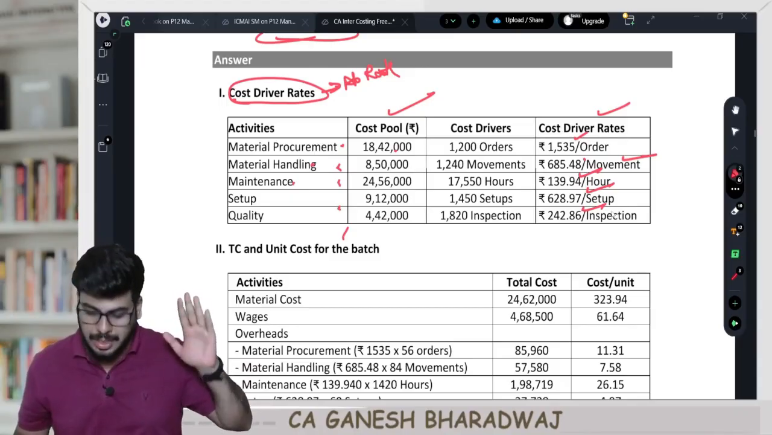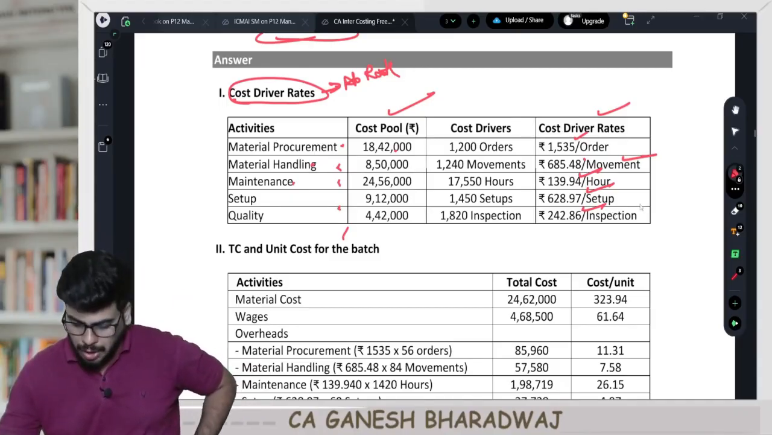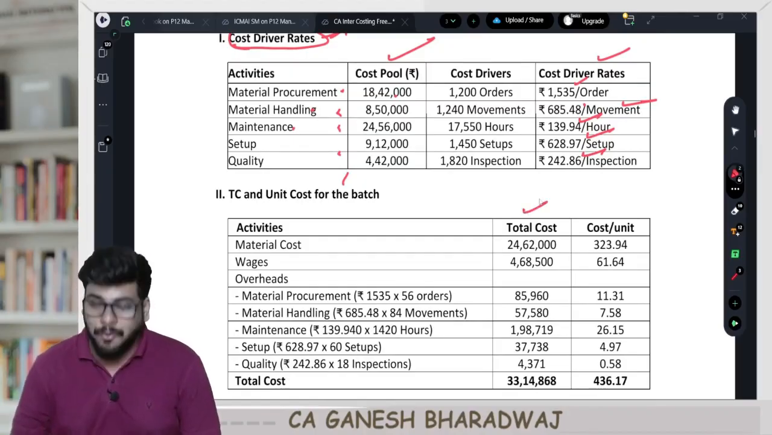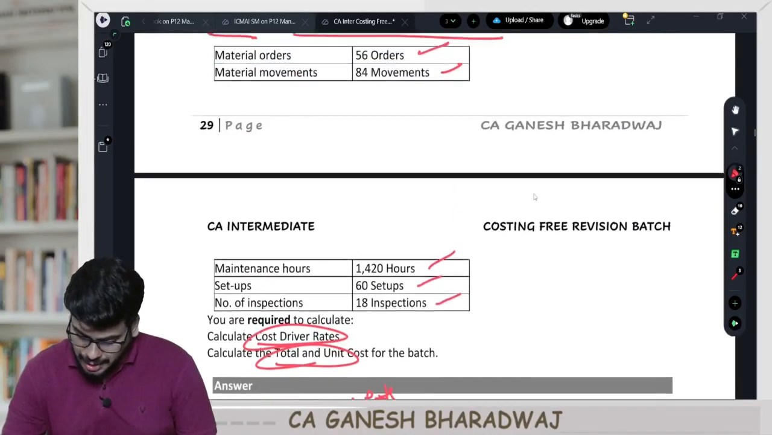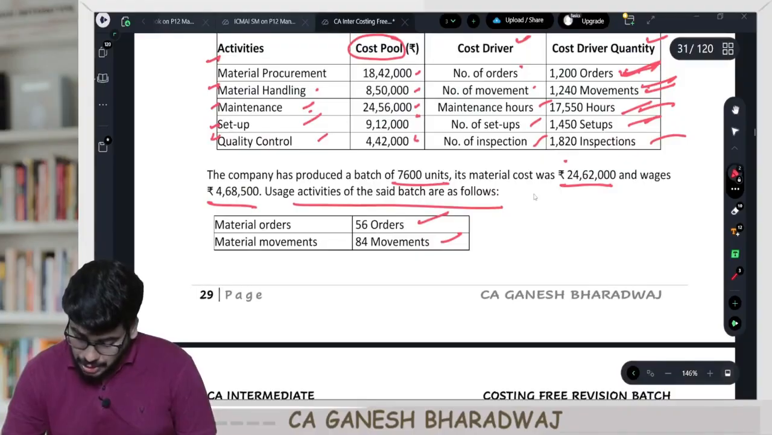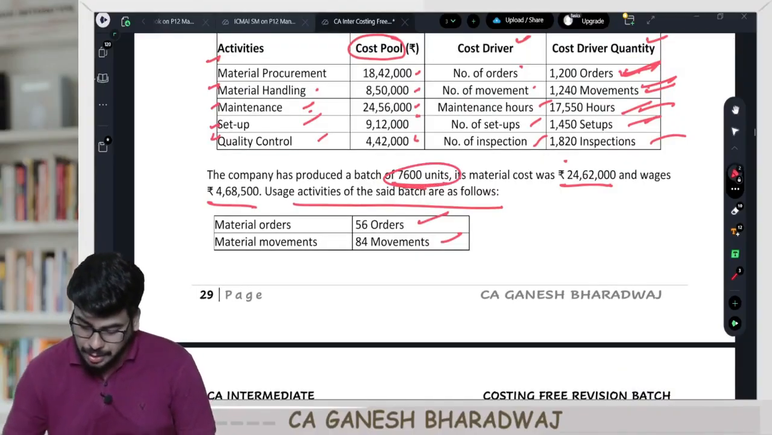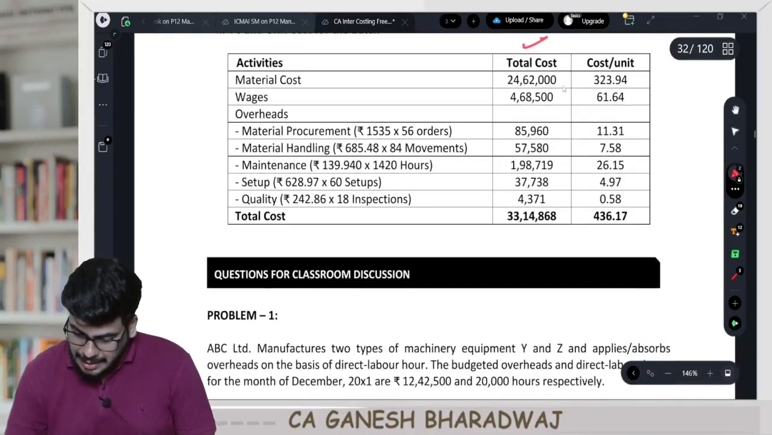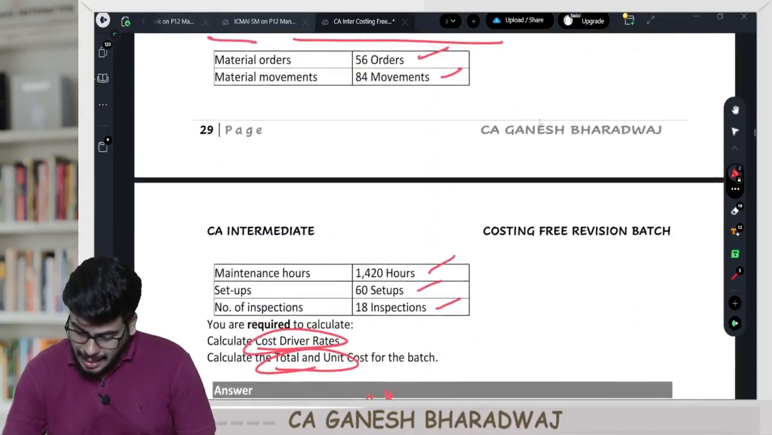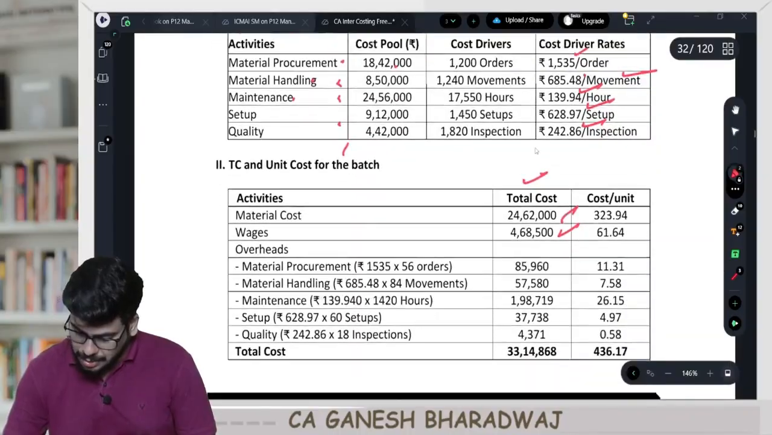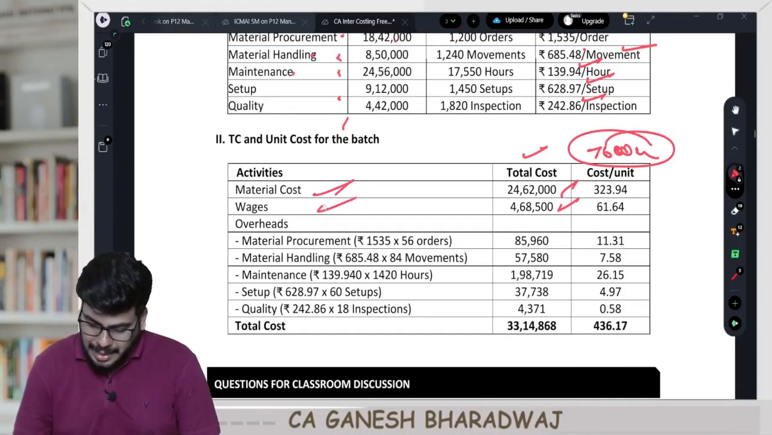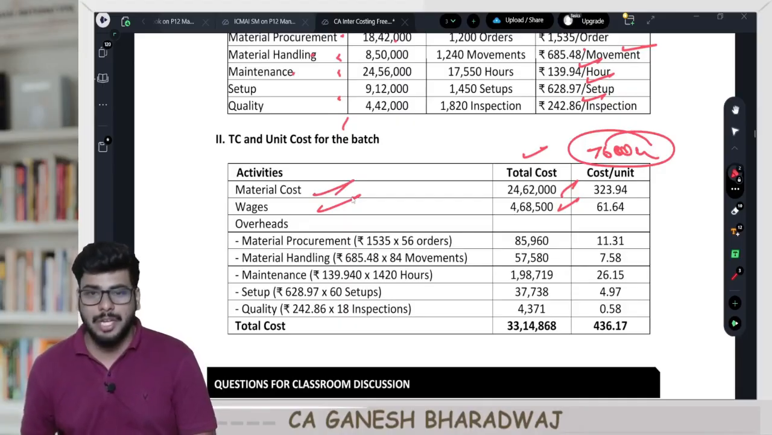Are you clear with this? Now what will you do? So they have given us that, look at this, for a particular batch, the batch size is how much? For a particular batch with a batch size of 7600 units, they have given the material cost and the wages cost. So now look at this, the material and the wages cost are given. And I think the batch size is 7600. Okay, 7600 units of a particular batch. So now material and labor, this is given. Overheads, how will you calculate?